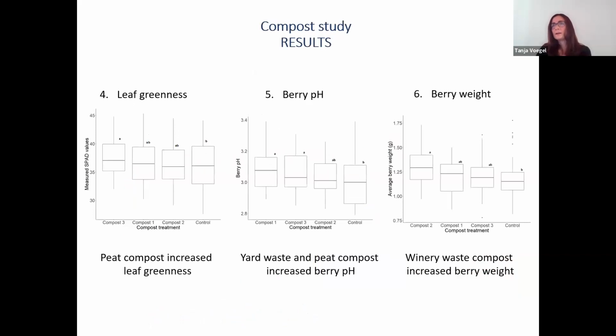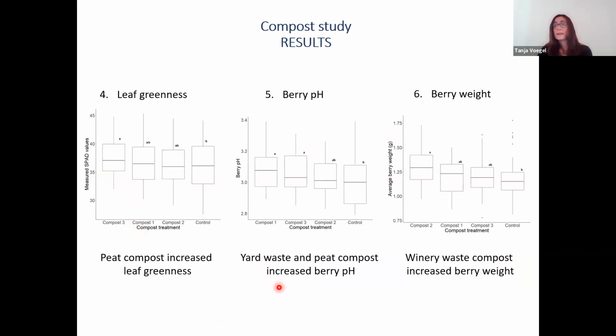There were a few other smaller results. For example, leaf greenness was increased in the peat compost. That means that the nitrogen content in those vines was a little higher than in the others, but the differences were really very small, and we don't believe that there is a real biological significance to that data.